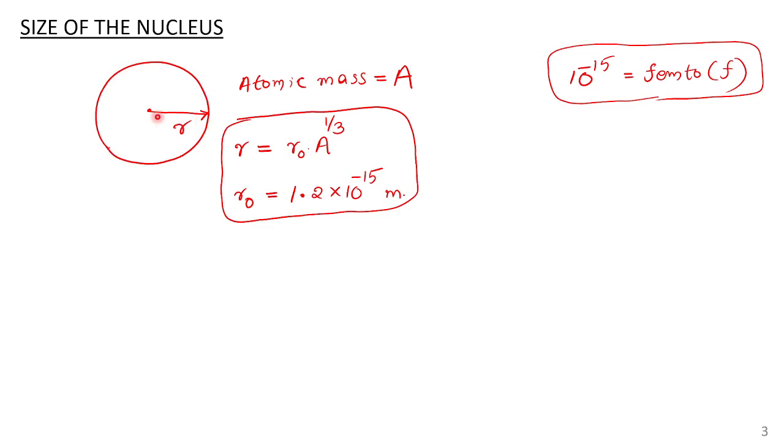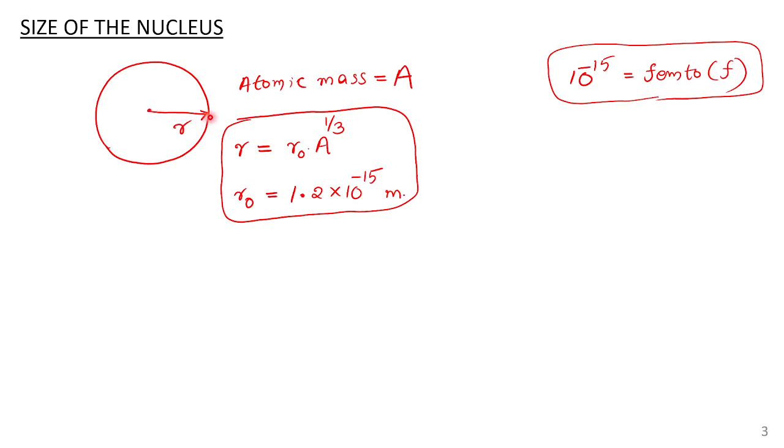Hence it has a radius. Since the nucleus looks like a sphere, it has a radius r. The size of the nucleus depends on atomic mass. Atomic mass means the total number of nucleons. So the radius of the nucleus depends on atomic mass. The formula is R equal to R0 into A raised to 1 by 3. This formula is very important.